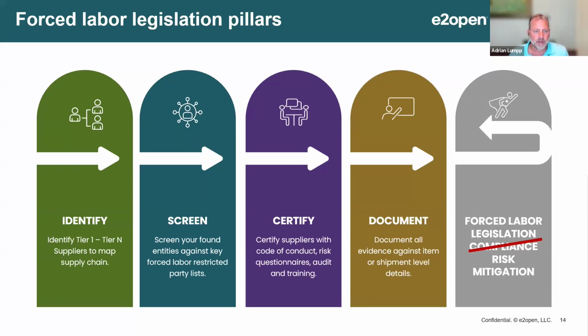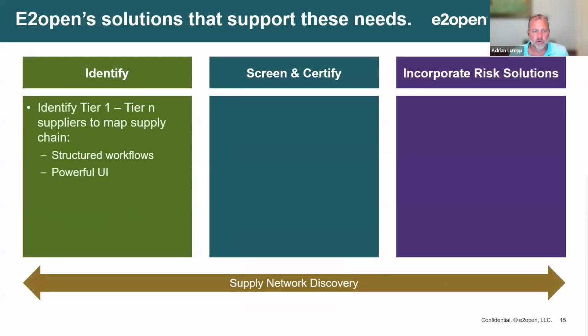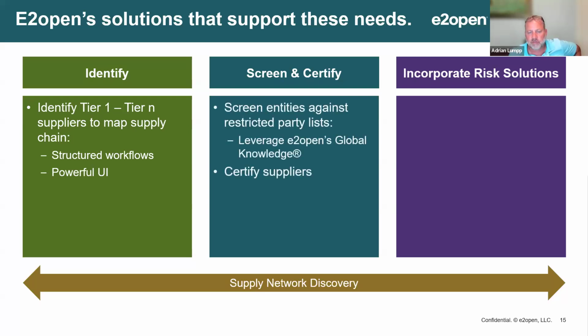All right, so how is e2open uniquely positioned to support these requirements? First we'll begin by identifying who those n-tier suppliers are through structured workflows that support both process and progress tracking, combined with a powerful graphical UI that gives the user a clear understanding of the complexity of the supply chain network. Next, we'll screen and certify those suppliers against restricted party lists, of which e2open maintains an exhaustive list of participants or members through our global knowledge set.